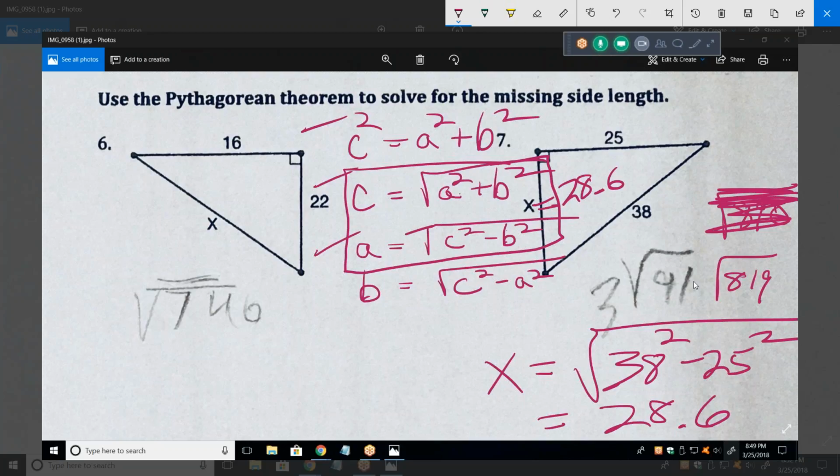Now, can I simplify the square root of 819? Well, let me ask you something first of all. Does your teacher want all of your answers with radical signs or in decimal? I think they want them to be in simplified radical form. Okay. So let's look at the square root of 819. Are there any factors of that number that are perfect square numbers?